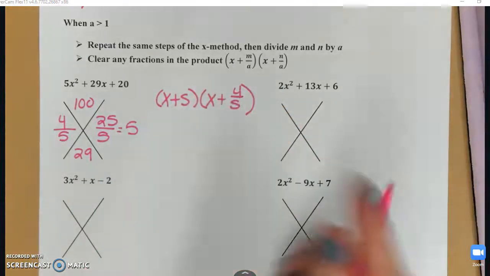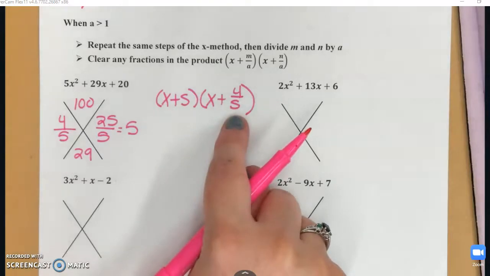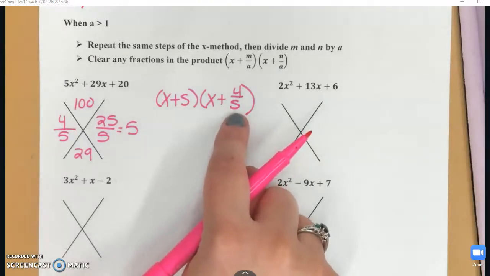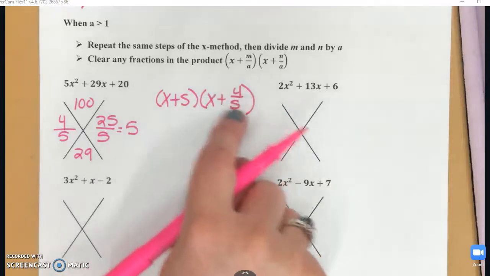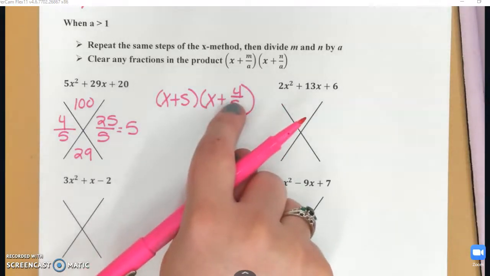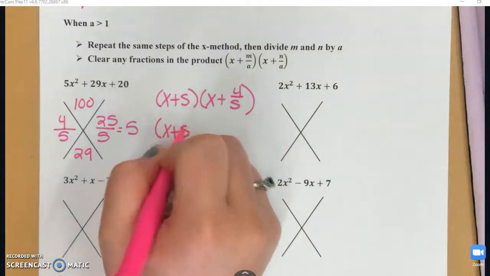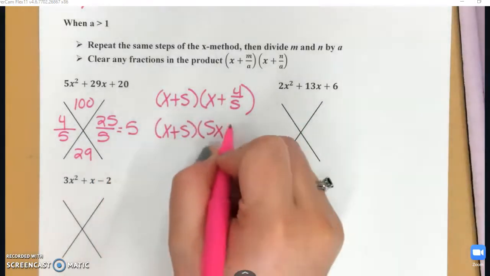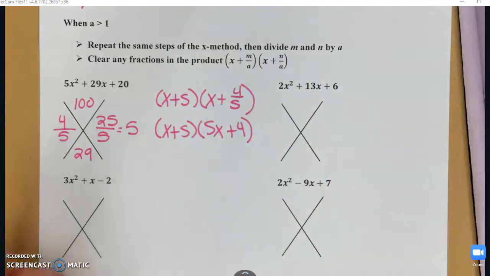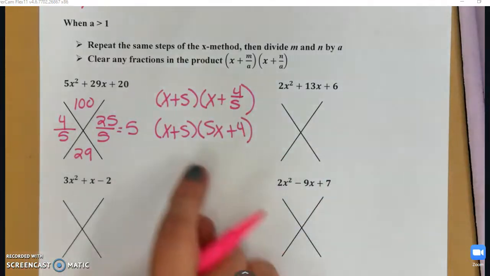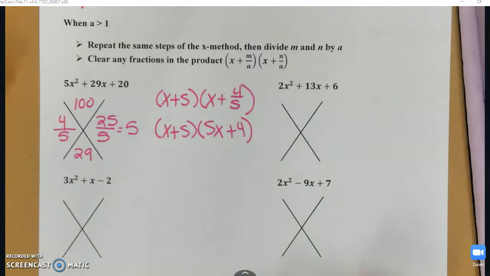Now the last thing I need to do is clear this fraction, 4/5. I clear that fraction by multiplying by the denominator, which is 5, and I only multiply the values in this parentheses, so the x and the 4/5. That's going to become 5x plus 4. Again, my first parentheses doesn't change, and you can check to make sure you've done this correctly by FOILing and getting the trinomial you started with.